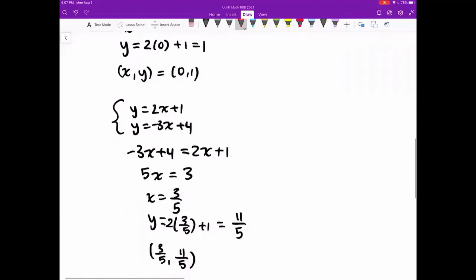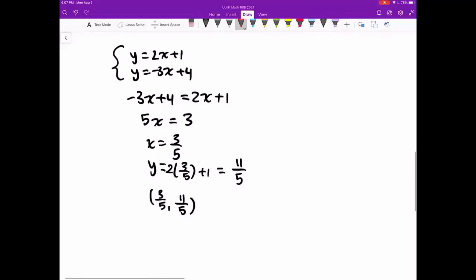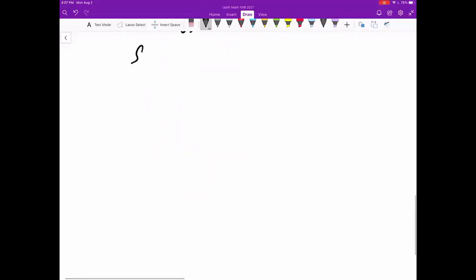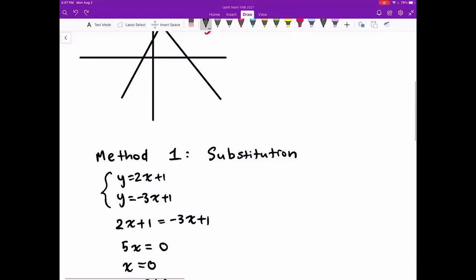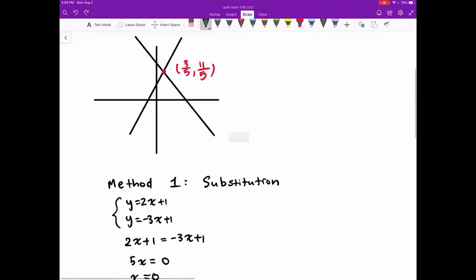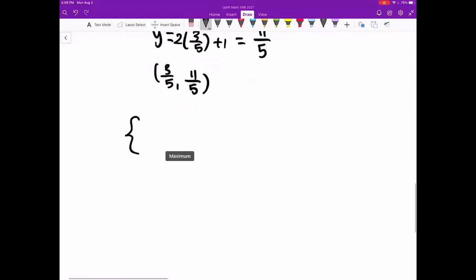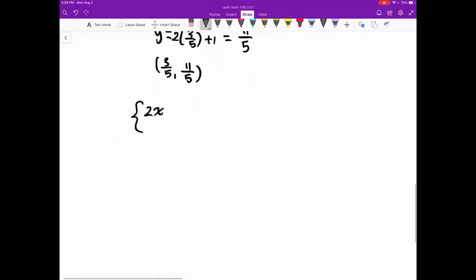So we can try another example. We could have the system 2x minus 3y is equal to negative 2, sorry about that, and 4x plus y is equal to 24.